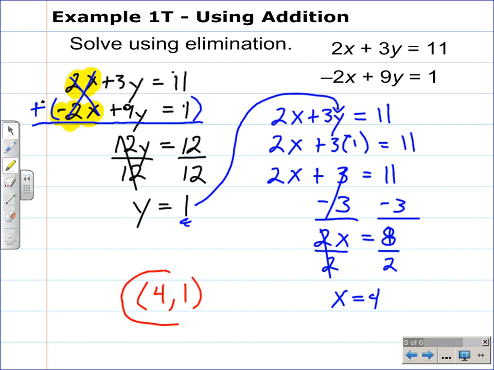And I remind you, or reiterate, that ordered pairs come x value, then y value. As I was grading some papers, I noticed a lot of students were putting it backwards. They were putting y comma x. It's always x comma y for an ordered pair.